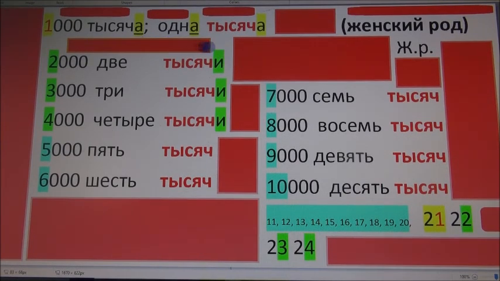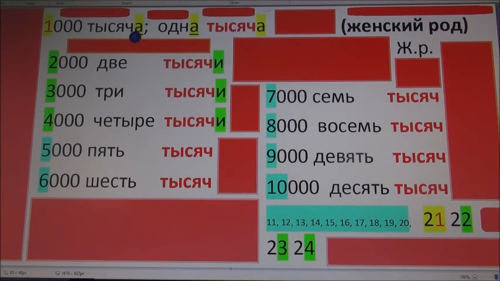That means that it is, let's look here in the right upper corner, женский род. Женский род means feminine gender. We know that nouns with an a are usually feminine gender. So this word, тысяча, is feminine gender, and we are going to count thousands from 1 to 10.